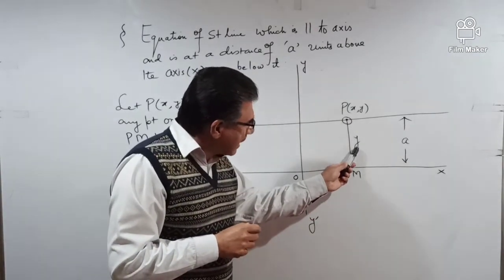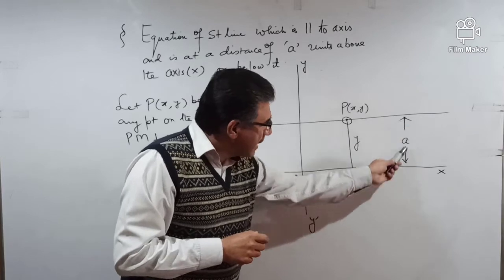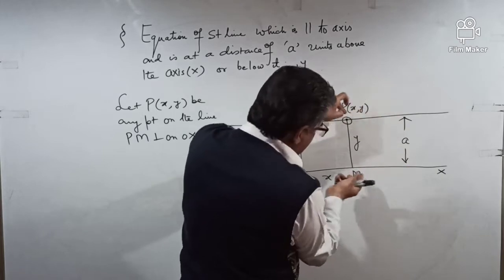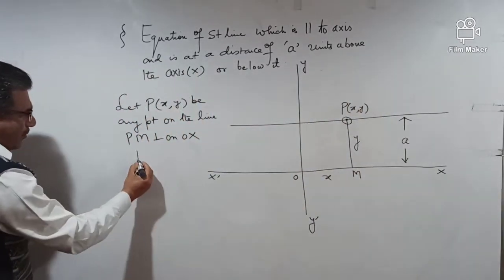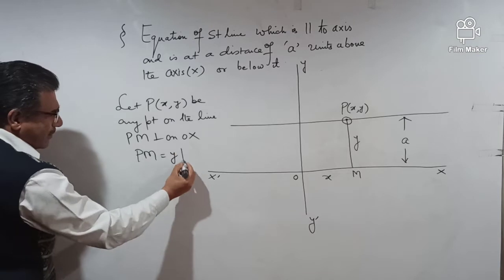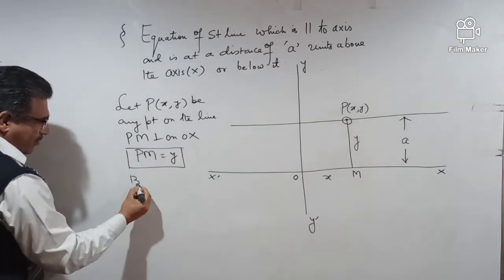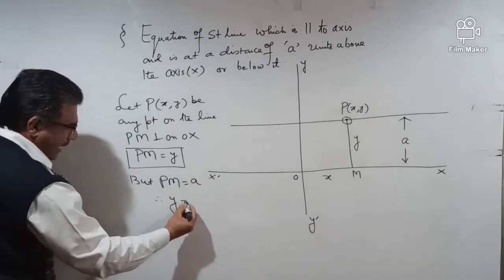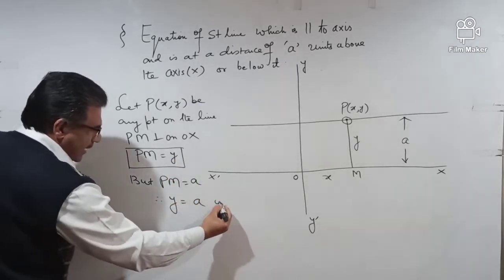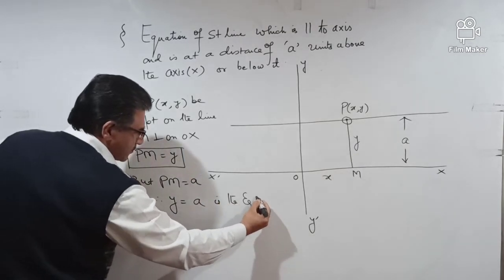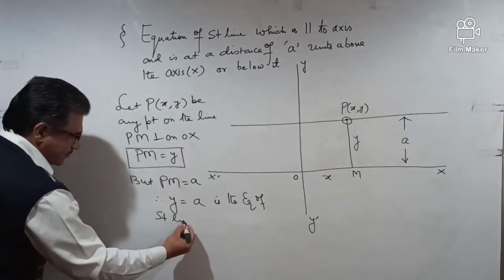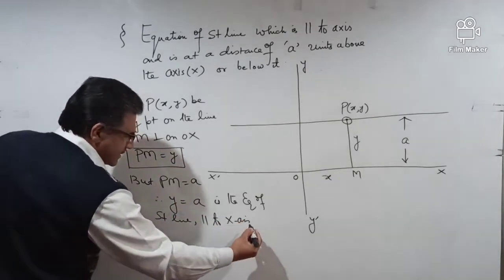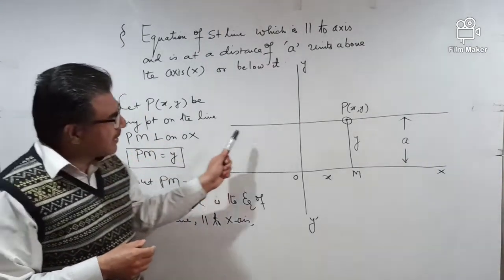Now what is PM equal to? y. But PM is also a, because a and y are the same, because this line is parallel to the x-axis. So the distance here is the same as the distance here. So PM is equal to y. But PM is also equal to a. Therefore y is equal to a. Therefore y equals a is the equation of the straight line parallel to the x-axis.